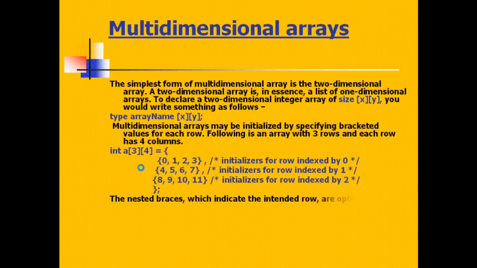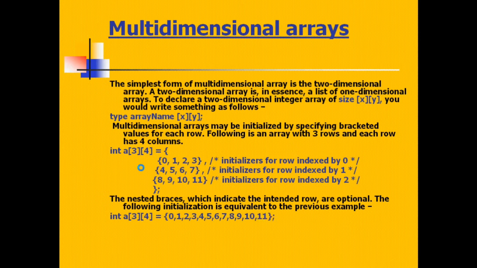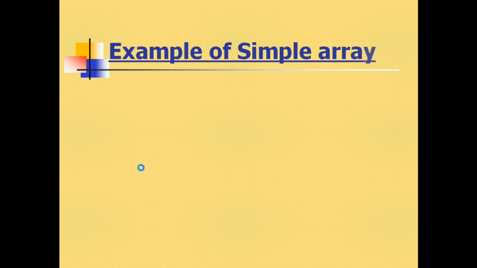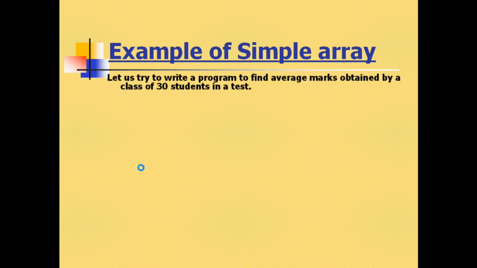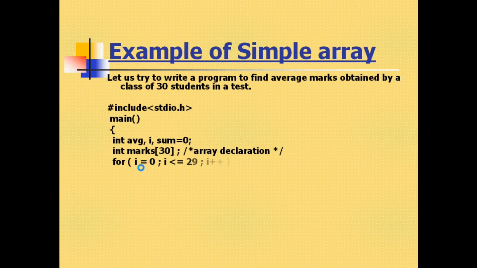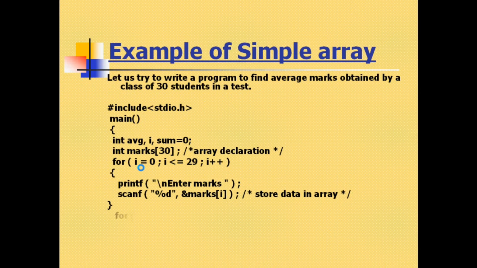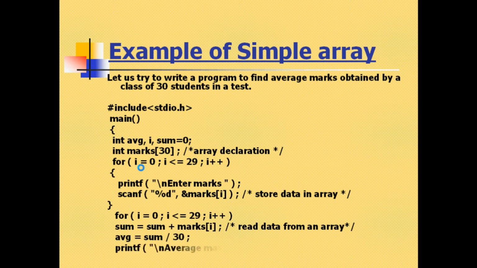The nested braces, which indicate the intended rows, are optional. The following initialization is equivalent to the previous example. You can see all the initializations. Now let's come to the example of a simple array. Let us try to write a program to find the average marks obtained by a class of 30 students. Here is the complete program for the given array. You can try to use this program in your compiler.